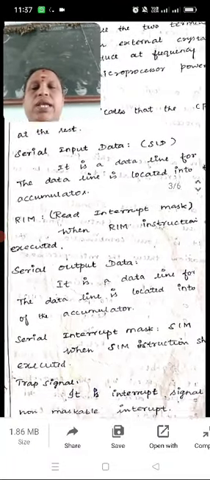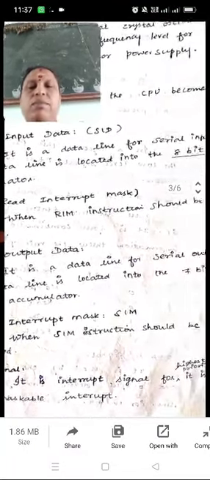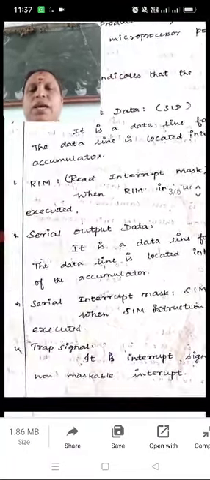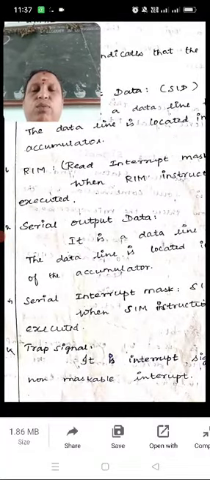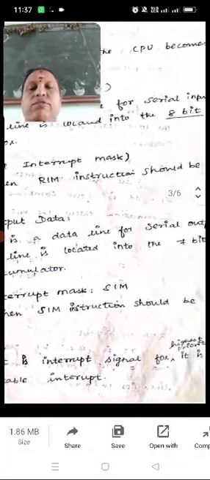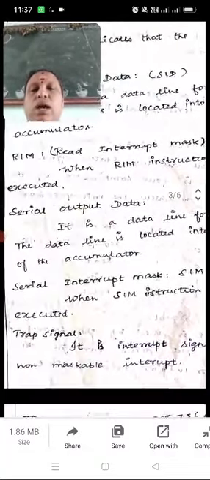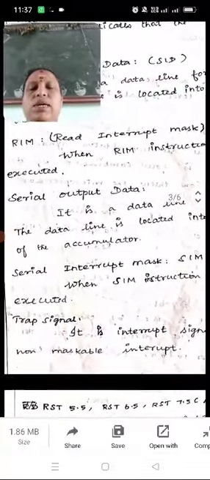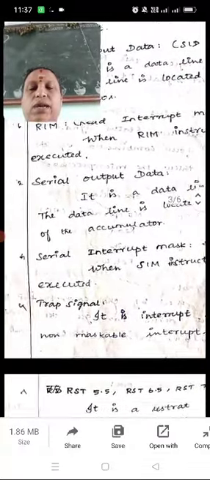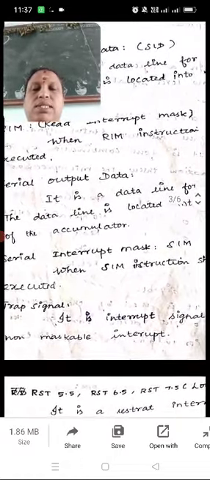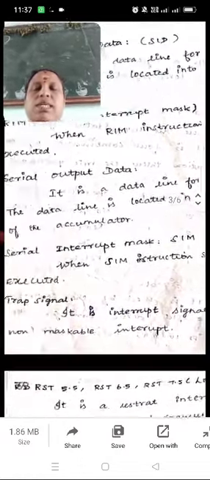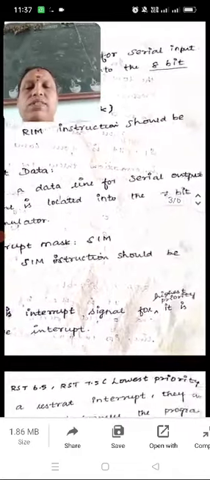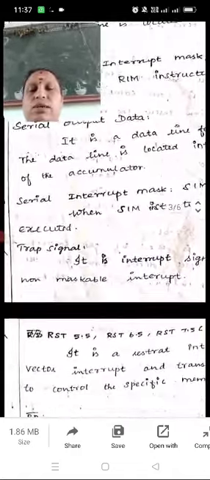RIM, read interrupt mask, is used when the RIM instruction is executed. Serial output data, SOD, is a data line for serial output. The data is taken from bit 7 of the accumulator. SIM is called the serial interrupt mask, used when the SIM instruction is executed.